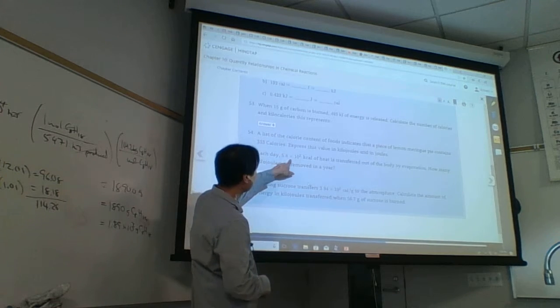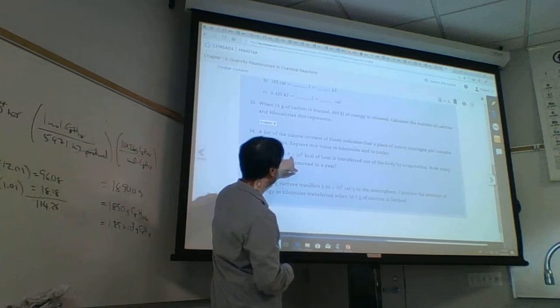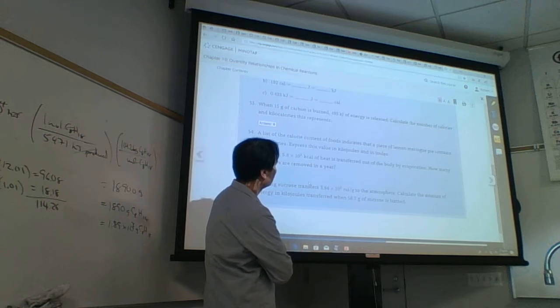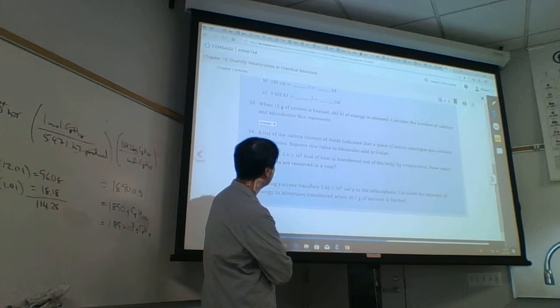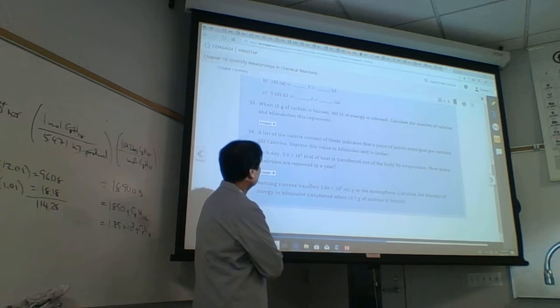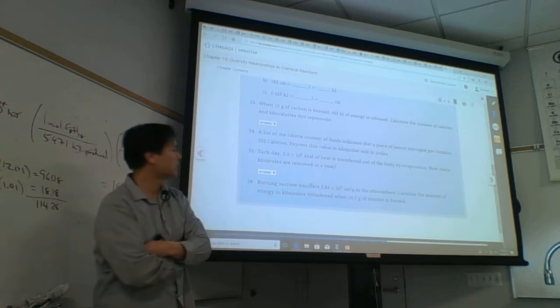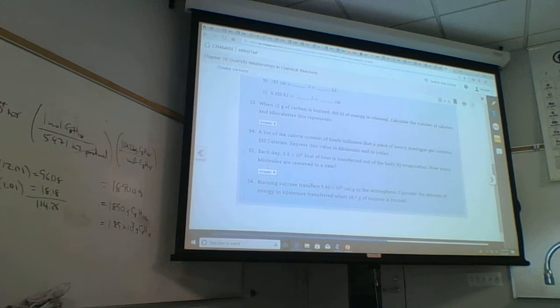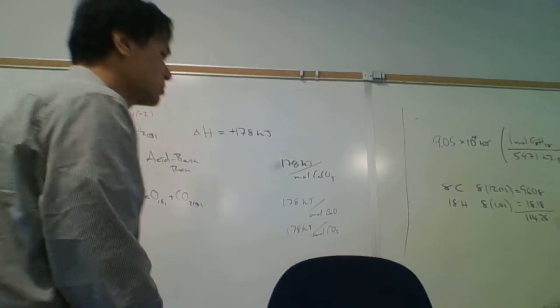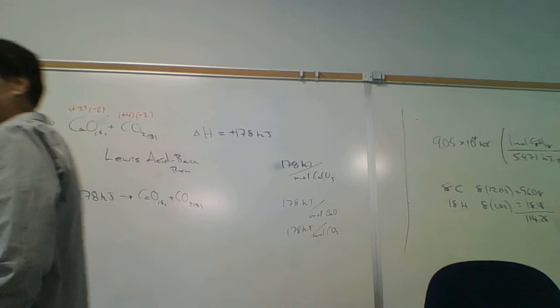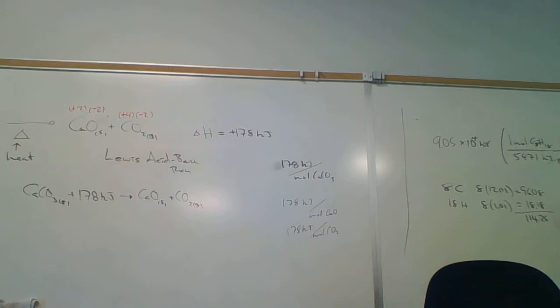Each day, 5.8 times 10 squared, so 580 kilocalories of heat is transferred out of the body by evaporation. How many kilojoules are removed in a year? Well, this one is a dimensional analysis problem from before. And this is the one where we're going to change both the top and the bottom. So sometimes we'll have ratios that we change. So this one's a little bit different than the other problems. So let's take a look at this one really quick.